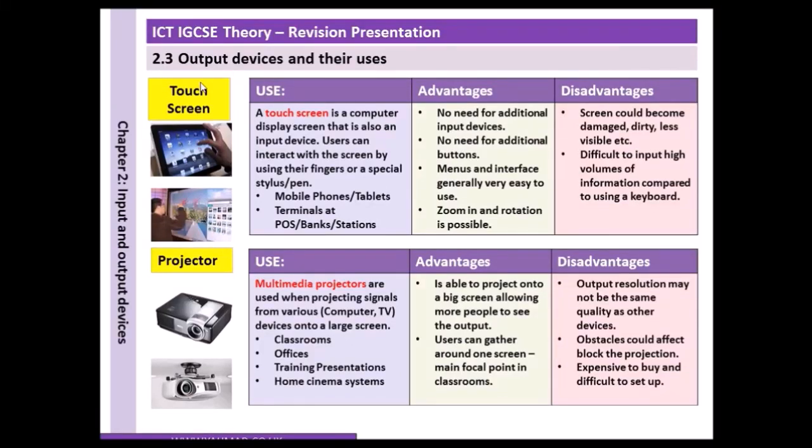Okay, so the touchscreen doubles up as an input as well as an output device. So the touchscreen is a computer display screen and it's also an input device. Users can interact with the screen by using their fingers or special stylus pen. So you will find a touchscreen on mobile phones, tablets, terminals, at POSs, banks or stations. So there's no need for an additional input device, there's no need for additional buttons.